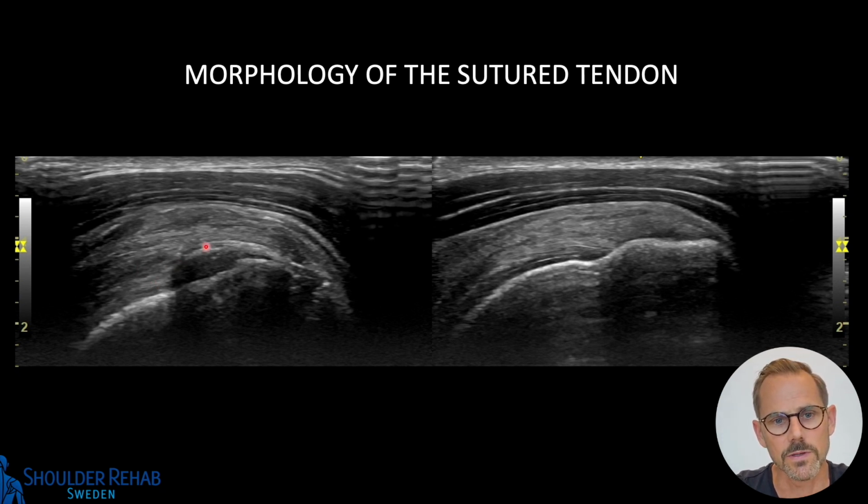So that is one point, and the other is that usually in the beginning, as I said, quite some time after the surgery, the sutured tendon is a little bit thicker, it's more hypoechoic, and it also usually contains some areas that are almost anechoic, so little tears that over time fill up, and the tendon becomes more normal looking, and the fibril pattern also restores over time. That is what usually happens.